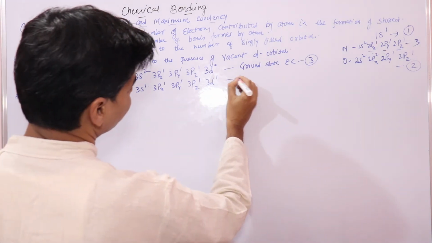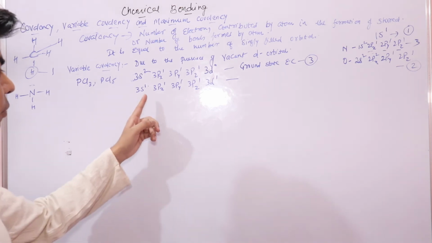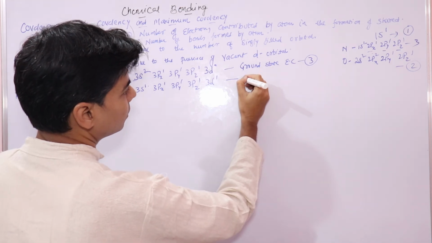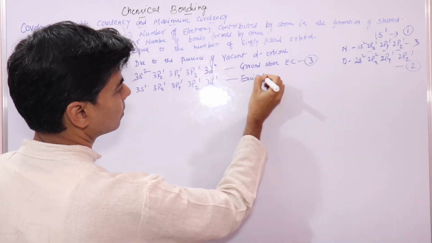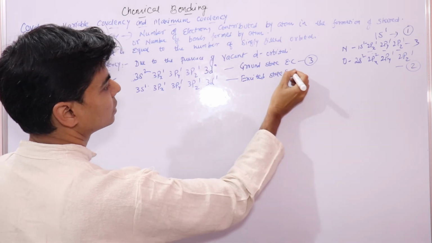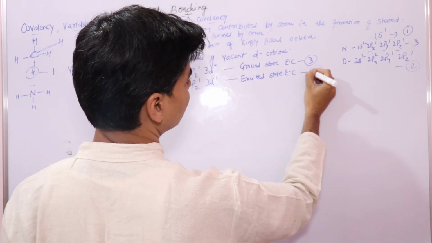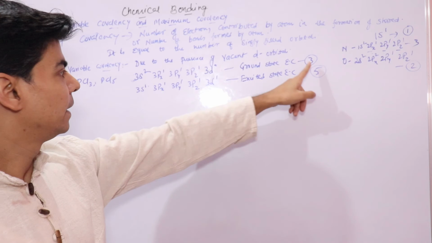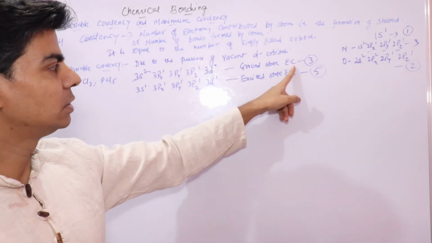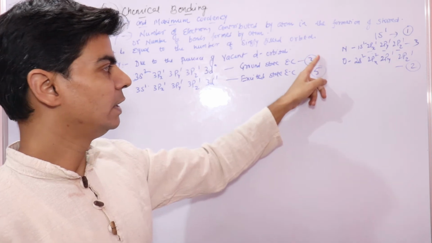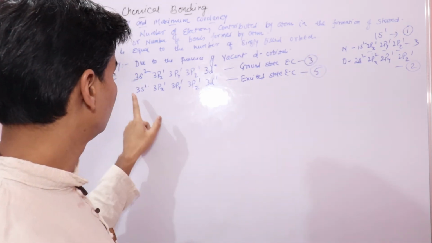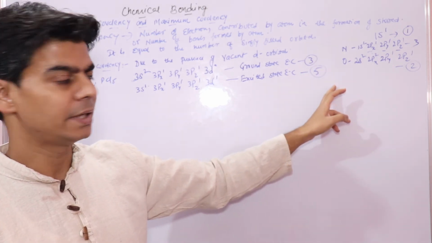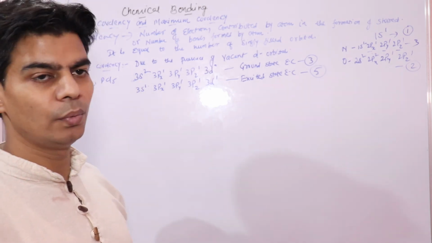In this case, the number of half filled orbitals are 1, 2, 3, 4, 5, right? So this we call as excited state electronic configuration. We'll just understand why we say it as excited state, right? So 5 half filled orbitals, so covalency would be 5. In ground state electronic configuration, the covalency is 3, right? And in case of excited state configuration, covalency is 5, right? So covalency is varying, right? Depending on the number of vacant d orbitals.